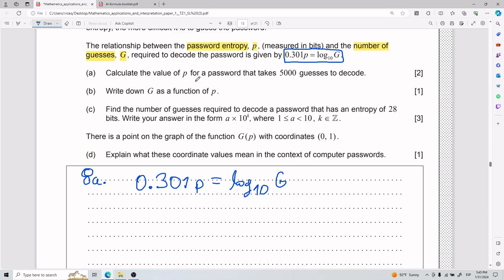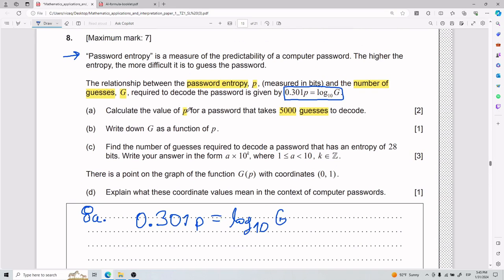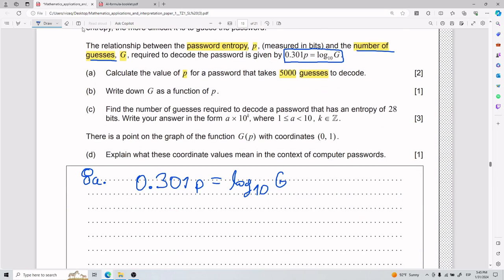So when they tell you to calculate the value of P, that means that P remains as what? It remains as a variable. So P is something that is not going to change. And then they tell me 5,000 guesses to decode. So guesses is which variable, P or G? Well, I know that P stays as a variable, so I'm not going to touch it. I know that G is the number of guesses. That's why it's important to highlight buzzwords, as I put in yellow. And so now G is going to equal 5,000, given what they tell me here. And I need to find the value of P through that. So I'm going to put 5,000 over here, and we see what happens.